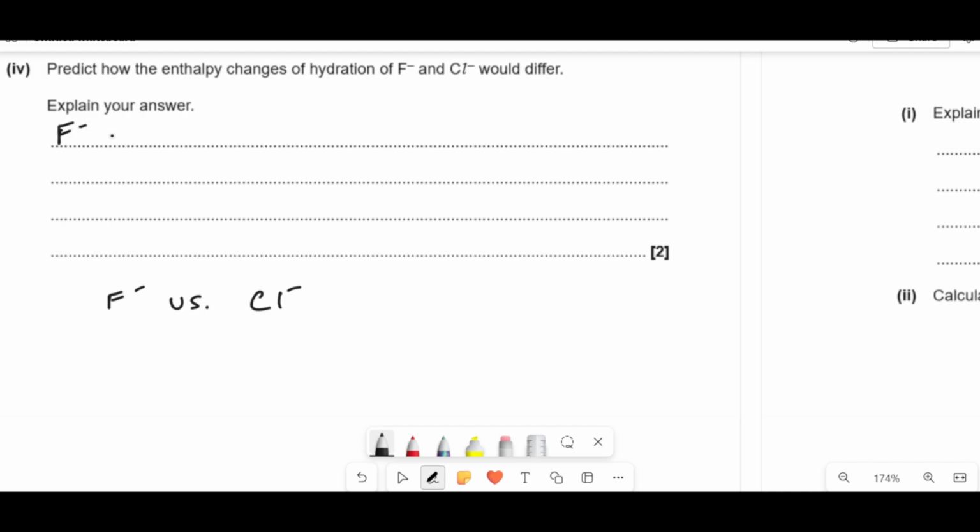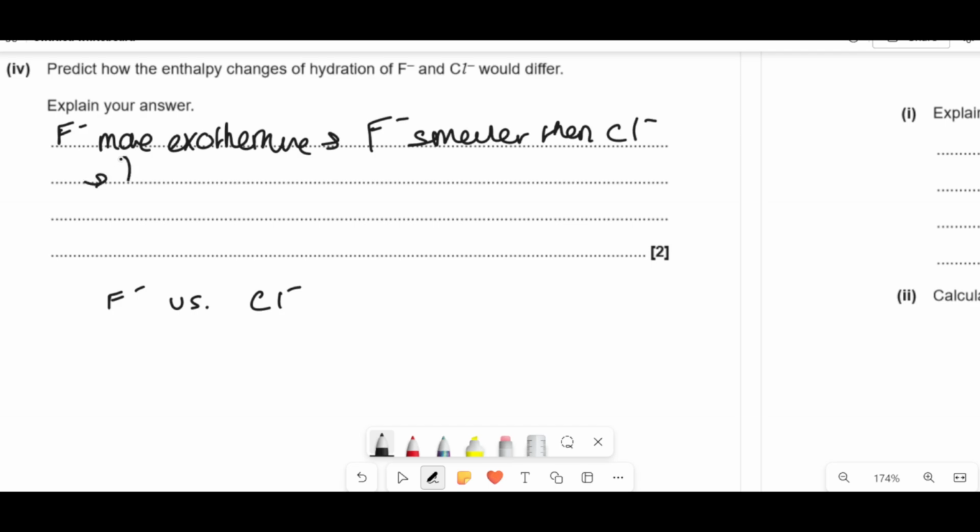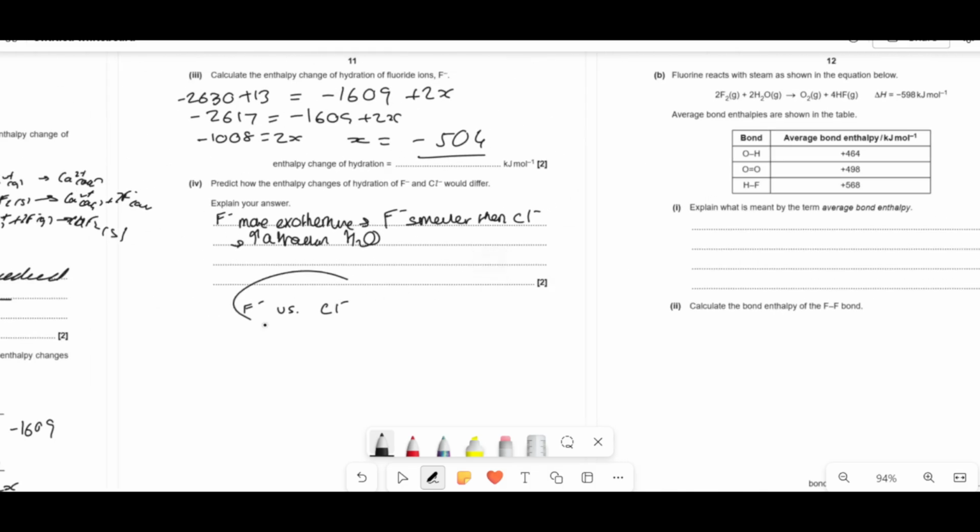So F minus has got to be more exothermic. Why? It's because it's releasing more energy, and the reason why is because F minus is smaller than Cl minus, so that means there's going to be more attraction to the water. So rather than memorizing it, I can just work it out like that, because the only difference between these two is the size.